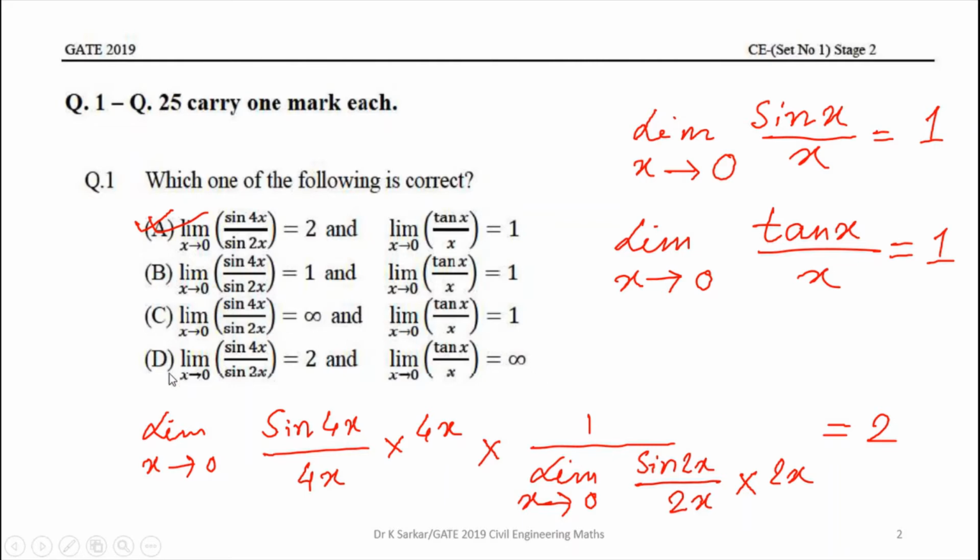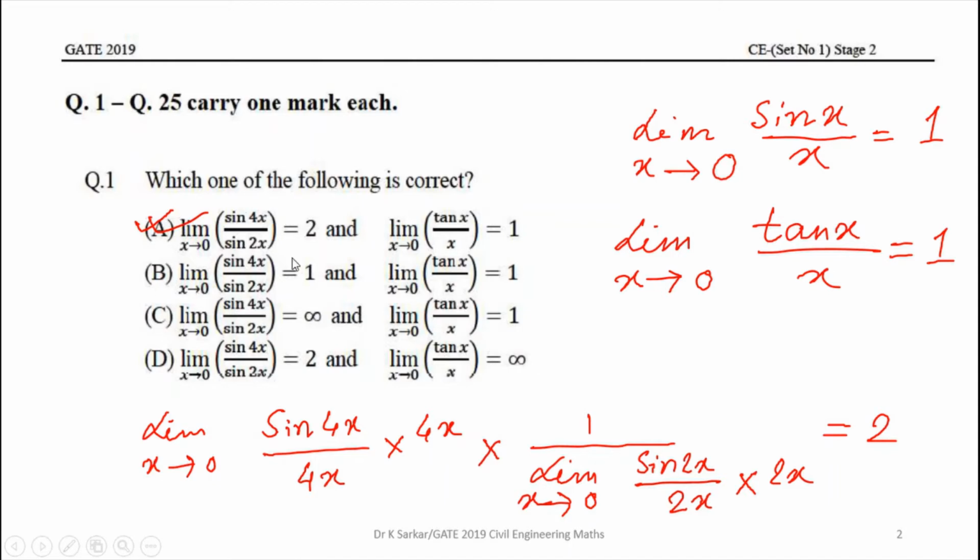In option C and option D, we see that in option C the first part of the limit is infinity and in option D, the second part of the limit is infinity. So these two options cannot be correct because we know this formula: limit x tends to 0 sin x by x is 1 and limit x tends to 0 tan x by x is 1. There is no question of infinity. So of the remaining two, option A and option B, which one is correct?